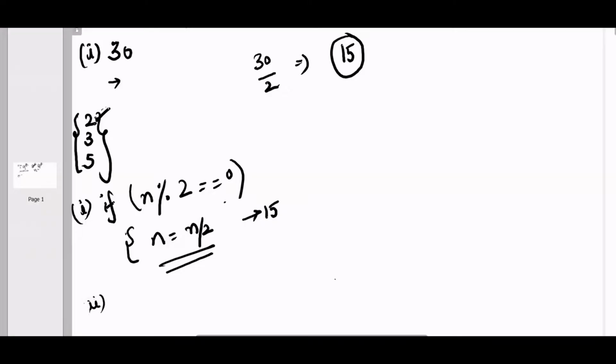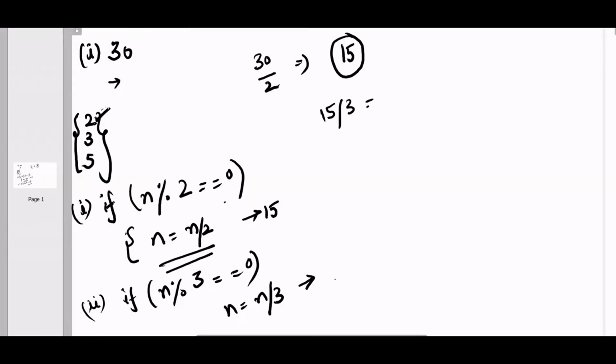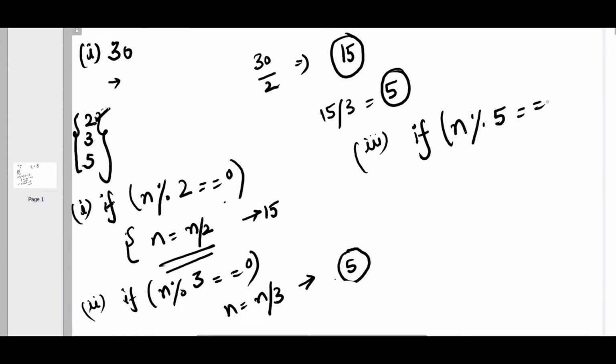And in the next step what you are going to check? If your number is divisible by 3. Correct? Then what you are going to do? You are going to divide that number by 3. So 15 divided by 3, you got the number as 5. Then in the third step, if your number is divisible by 5, then divide that number by 5, correct? So 5 divided by 5, you got the number as 1.